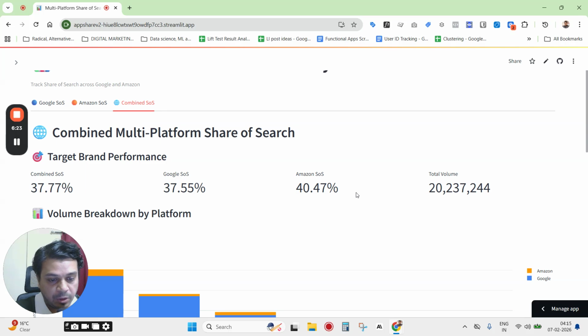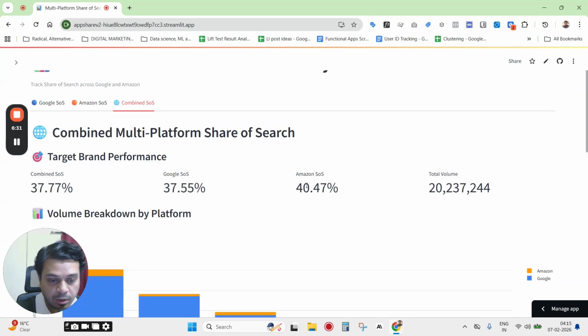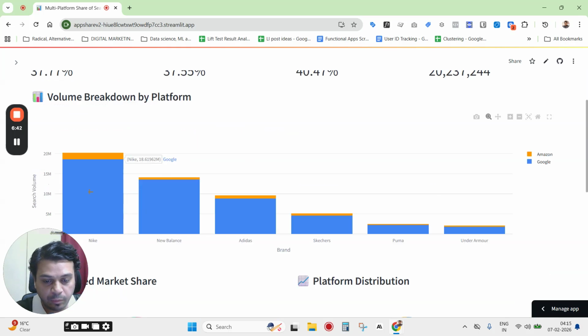This is actually much better, and you can now take a look at the comparison, because if you look at Google share of search and Amazon share of search, you get a comparative picture of how the combined looks with respect to the individual platforms' share of search values. That's also very interesting to take a look at. You get the total volume, and then you can see the percentage contribution by Amazon and Google.